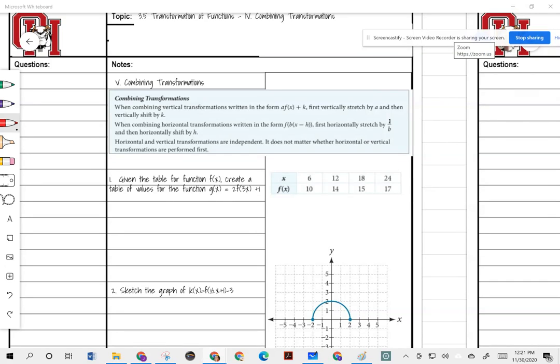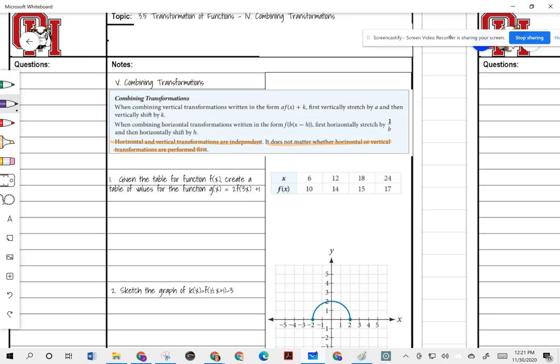All right, so we're talking about combining different transformations. Let's bring your attention to this statement right here when it comes to combining transformations. It says horizontal and vertical transformations are independent. So it does not matter whether horizontal or vertical transformations are performed first.